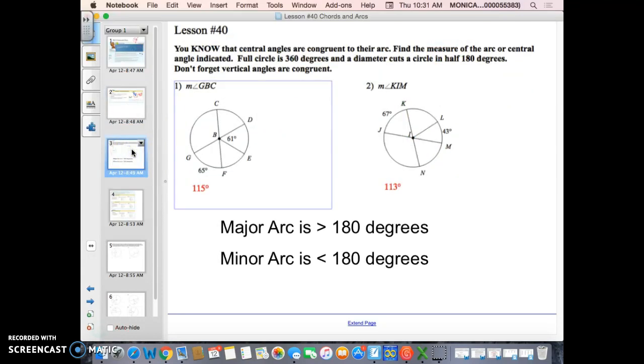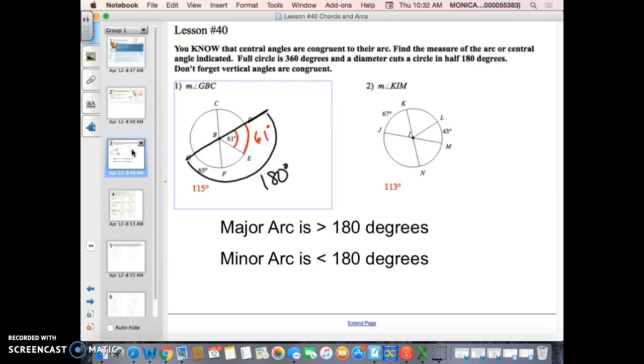So we know that central angles are congruent to their arc. What do I mean by that? If this central angle, because it crosses through the center of the circle, is 61 degrees, then this arc right here is also 61 degrees. And please also remember that a diameter, this diameter right here, is going to cut the circle into arcs of 180 degrees. And then the full circle, all the way around, is 360 degrees.